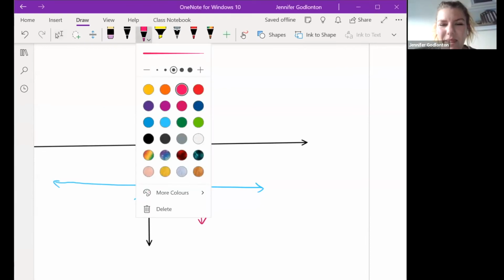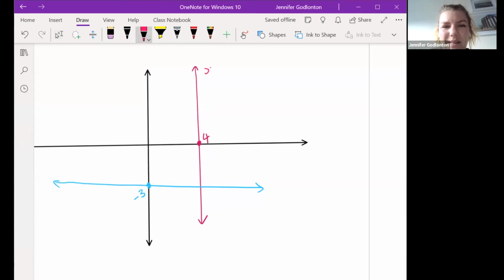For the pink graph, I think it is x is equal to 4, and then for the other graph that divides the x-axis and the y-axis, it's going to be y is equal to -3. Yes, correct. Well done, Lesedi. Nice job.